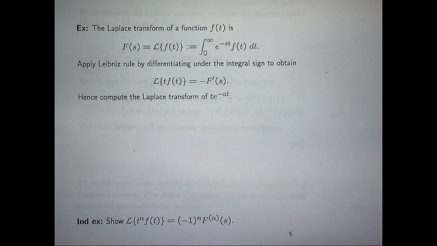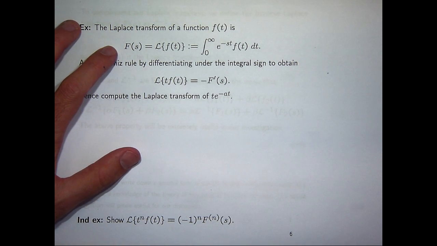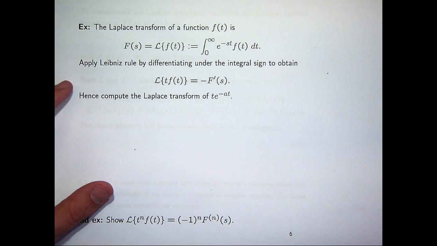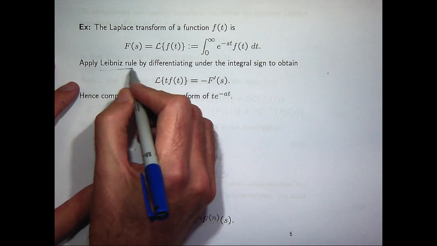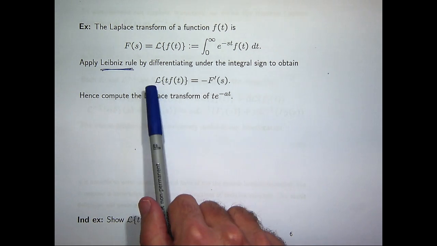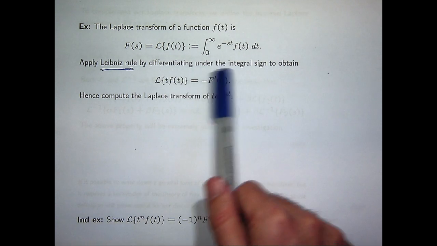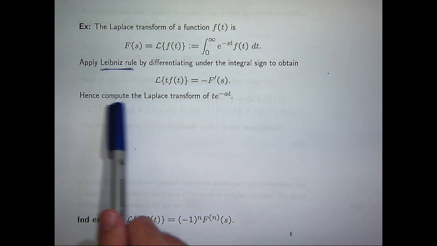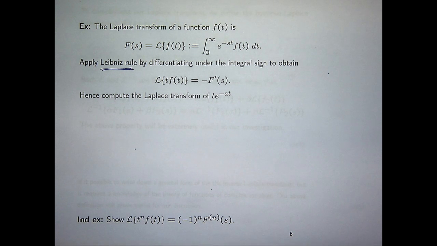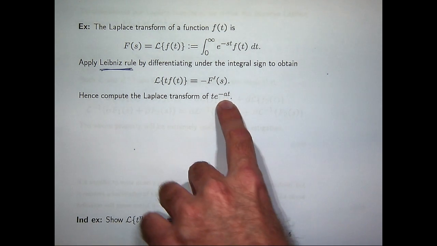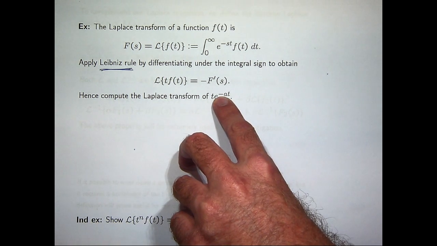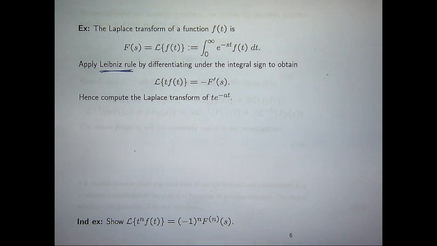So here's a good question. Again, we want to work smarter, not harder with this one. You may have seen this question somewhere before. The Laplace transform of this function is given here. Apply Leibniz rule by differentiating under the integral sign to show that the Laplace transform of t times little f of t is this. Hence, compute the Laplace transform of t times e to the minus at. I think in your notes I've got plus at here, so just make sure that you've got the minus sign, just to be consistent. Okay, it doesn't really matter if you have a minus or a plus there. It still works.